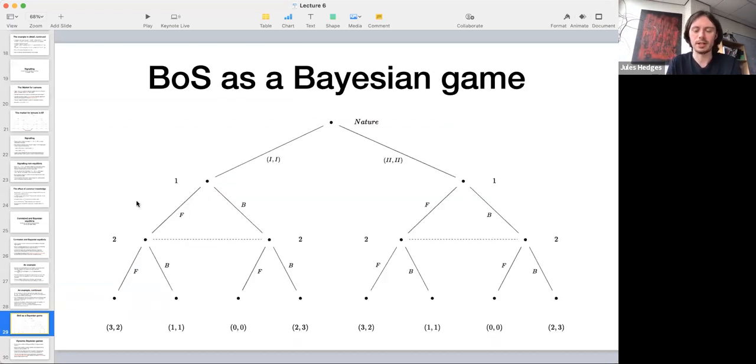So we can draw this in extensive form. Here we have nature drawing two possible states. One is where both players have type one, and one is where both players have type two. And then we have two copies of the bimatrix game. Player two's information sets can't see what player one does, but things are set up so both players see their type. So both players know if nature went this way or this way. And these are two copies of the payoff matrix for Battle of the Sexes.